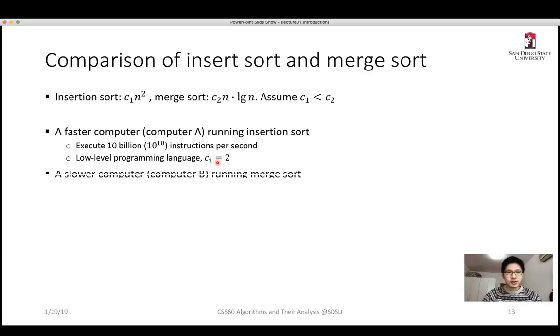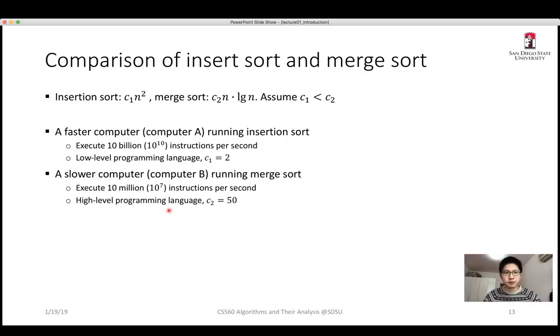And we compare with merge sort, which runs on a very slow computer, let's call it computer B, which executes 10 million, which is 10 to the power of 7, instructions per second. We also implement the merge sort algorithm using high-level programming languages, which is not that efficient, not that fast compared with low-level programming languages. So the constant C2 is 50. And we let them sort the same input, which contains 10 million numbers.